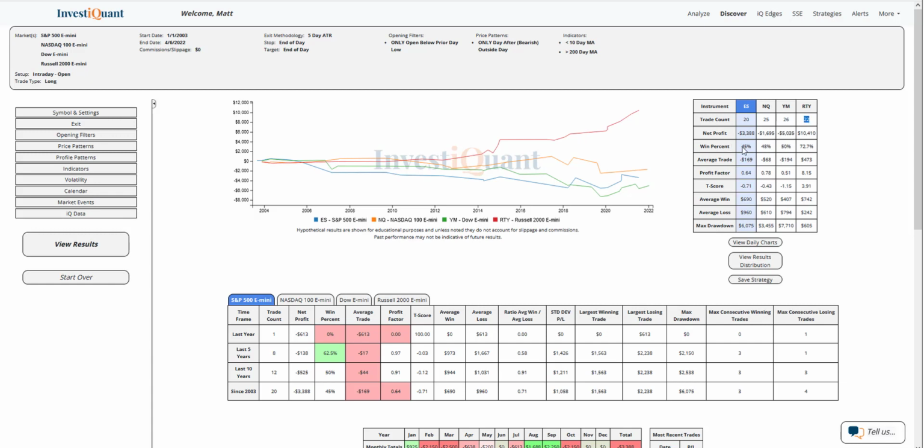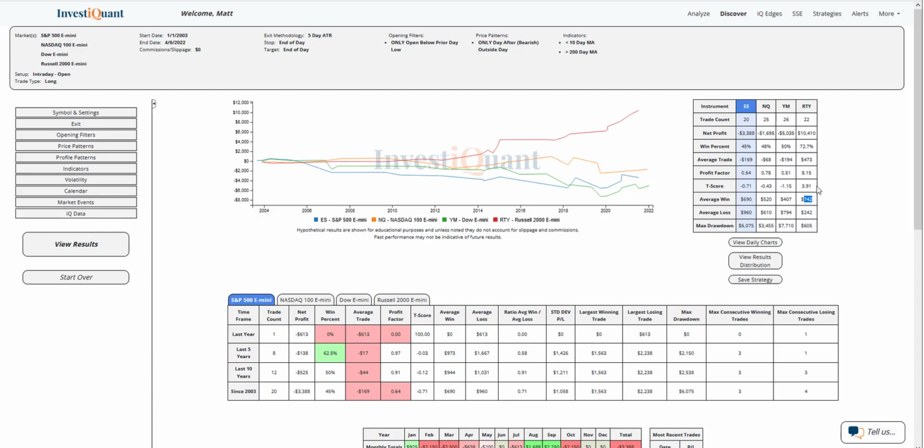The win rates on these are fairly neutral for three of the four. S&P coming in a touch weak, 45%, the NASDAQ 48%, Dow 50%, Russell, the strongest of the group, at 73% of these have closed above the opening print for that session. If we look at the average moves, the average loss is larger than the average win in the S&P. That's also the case here in the NASDAQ. That is also the case in the Dow. The Russell has a larger average win compared to its average loss.